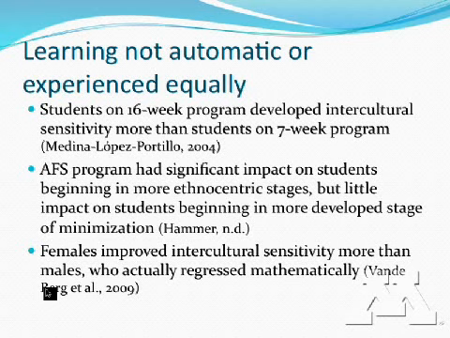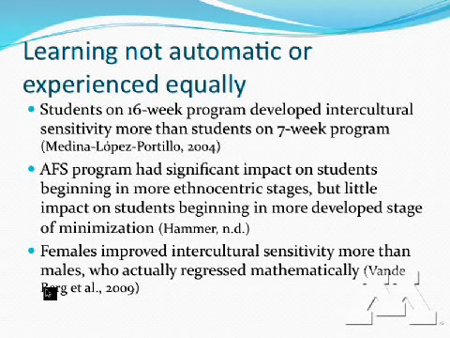Mitch Hammer looked at AFS programs, which is a high school exchange program, and he found that the experience had a significant impact on students who were in the more ethnocentric stages of denial and defense when they began the program, but for students who were in minimization, the experience had little impact on their intercultural sensitivity. And many of our students who go abroad are actually in the stage of minimization. So if they are not moving along the developmental continuum of intercultural sensitivity when they are abroad, there's something going wrong there, and we need to step in and try to help.